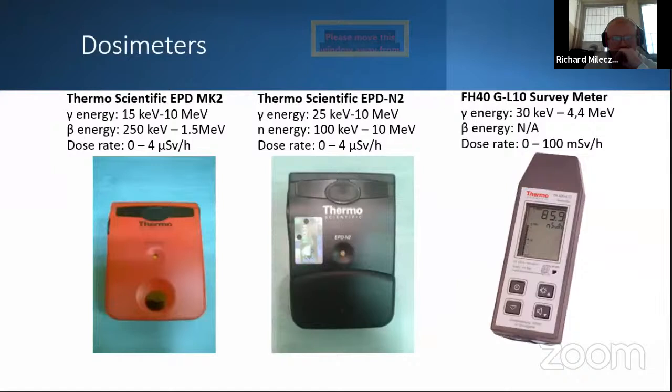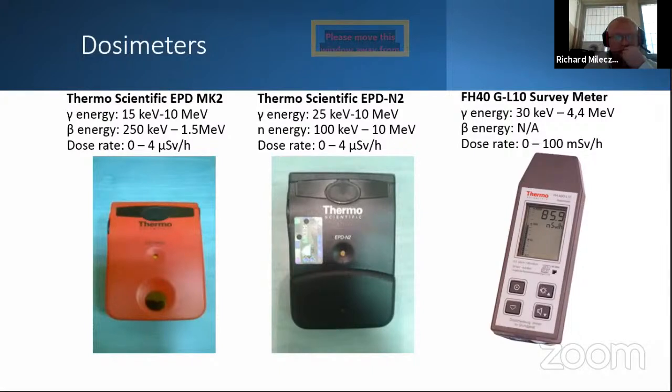Here you can see some examples. Two personal dosimeters and one handheld device. The first personal dosimeter, the red one, is sensitive to photon, usually shortened to gamma, and electron, usually shortened to beta radiation. When it comes to photons, it has a fairly low minimum energy, therefore it can measure even X-ray radiations. But when it comes to beta, then low energy beta simply goes under the radar.